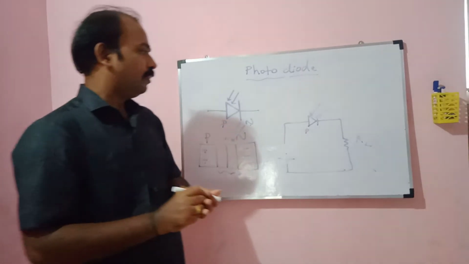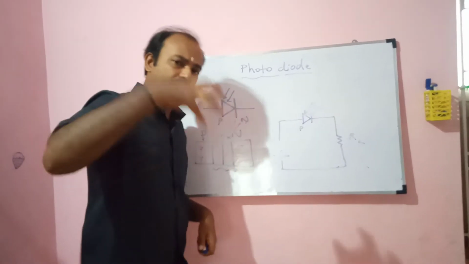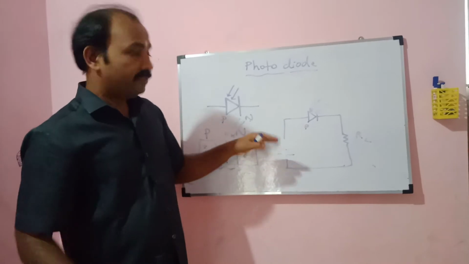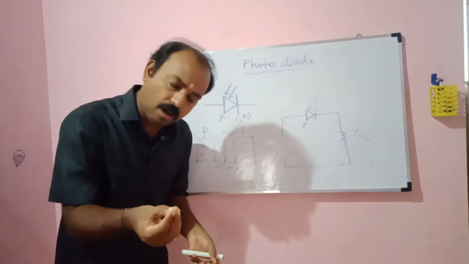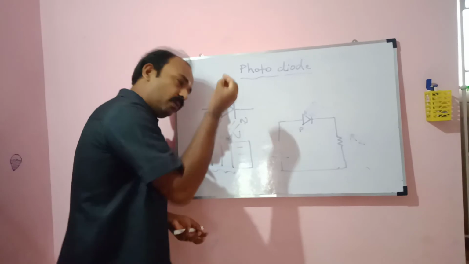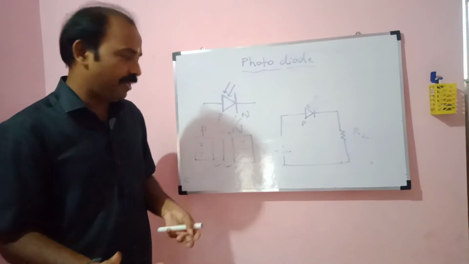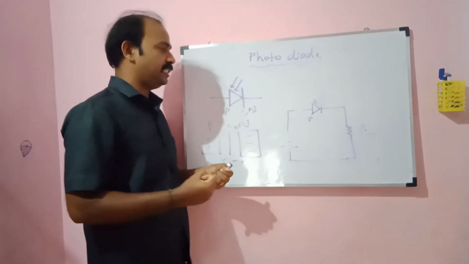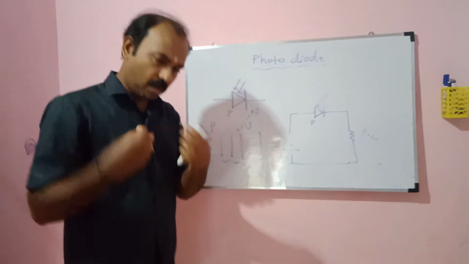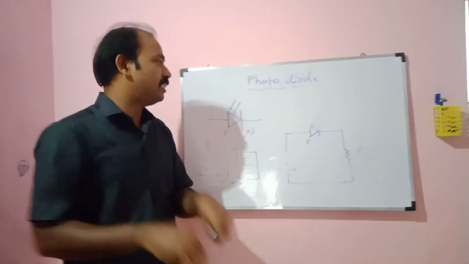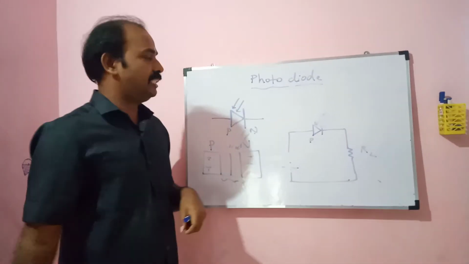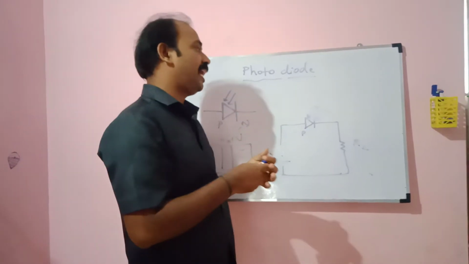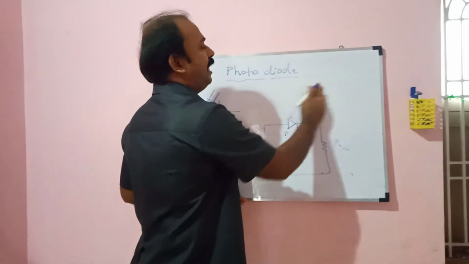But at the same time, even in the absence of external light intensity, there is a formation of a small reverse current in this photodiode that is due to temperature, the thermal agitation. Due to thermal agitation, there is a possibility of a small reverse current even in the absence of external light falling. That we name as dark current. The term is dark current.